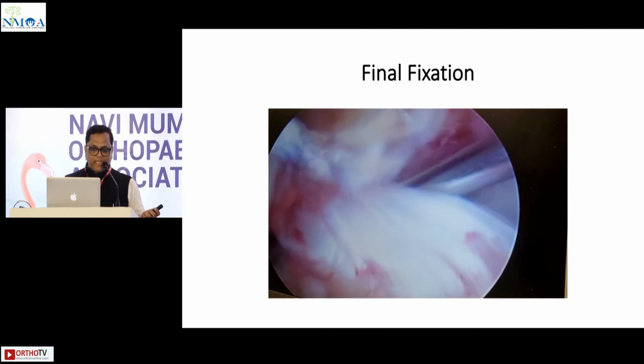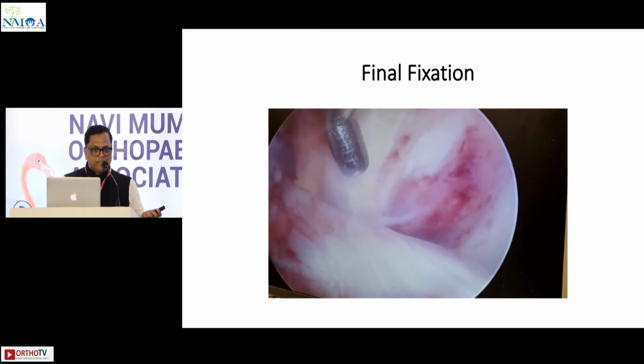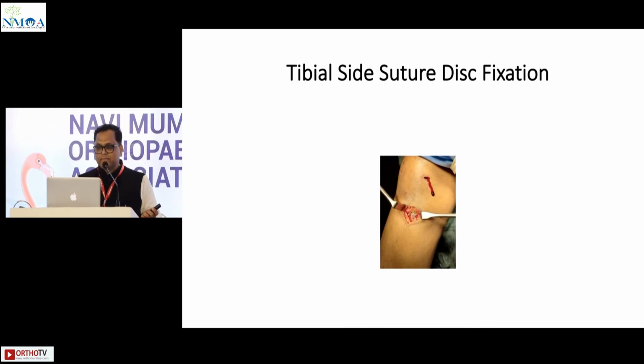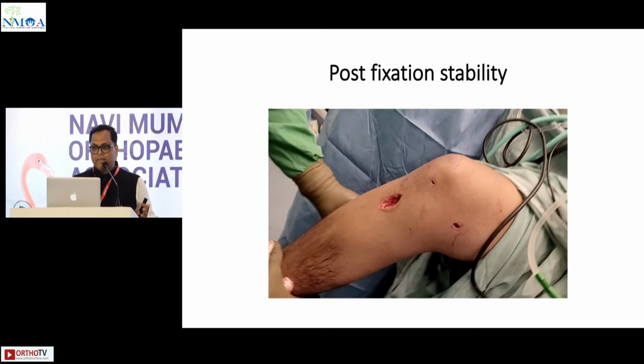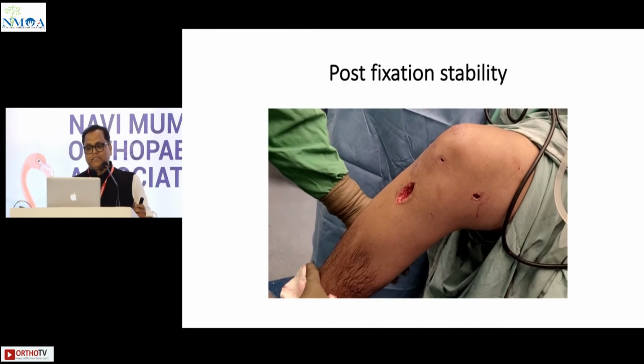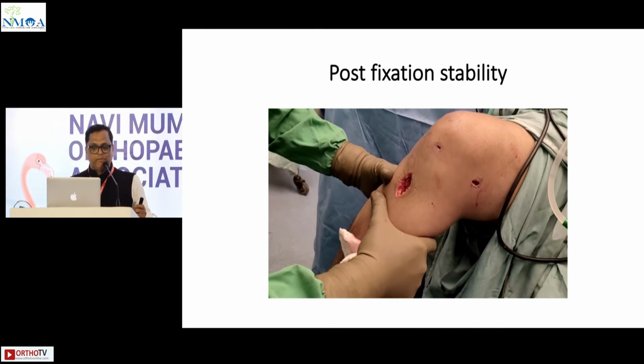Now the PCL became taut, the ACL also became taut, and the slow PCL sign is gone. This is how we fix the suture disc, keeping the knee in almost 70-degree flexion, giving the anterior drawer, and then tightening these sutures. And we can see the stability after the fixation of the PCL.